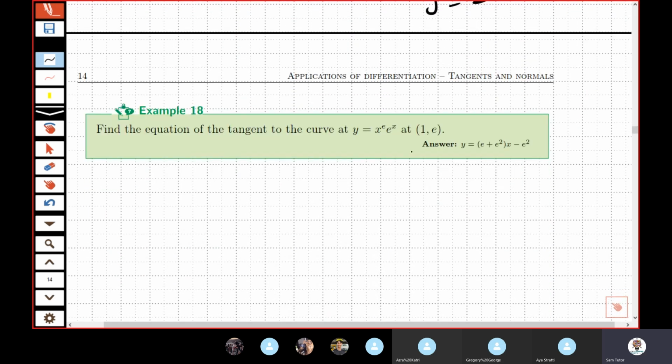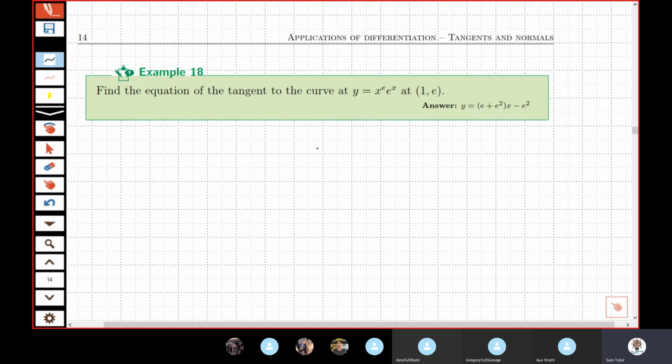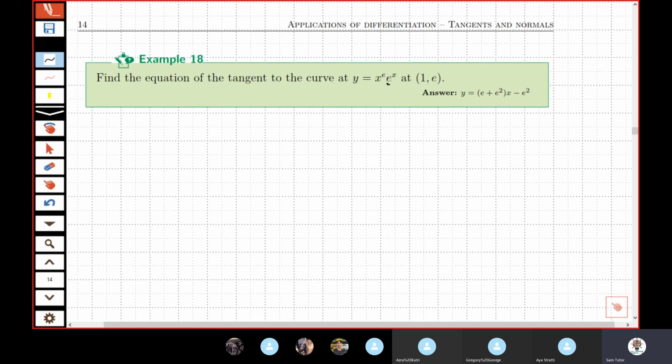Find the equation of the tangent to the curve y equals x to the e times e to the x, at the point 1, e. Let's see if you guys are able to do this. Careful, this one's an exponential. This one is not an exponential, it's just a normal one. But you've got two parts that are multiplied. To find the gradient, you have to use the product rule. I'll leave you guys with maybe a minute or two again to think about this, and then we'll probably do it together.